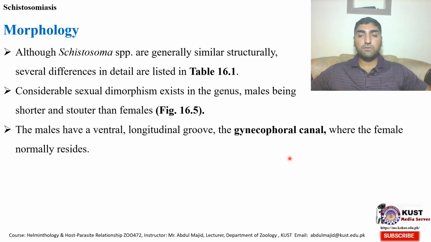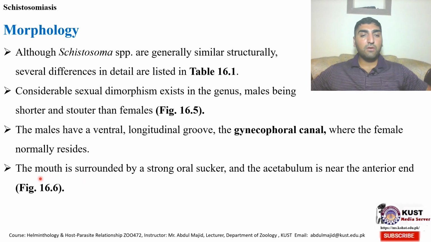Because generally the female has weak musculature and the male has strong musculature, the female resides inside that gynecophoral canal. The mouth is surrounded by a strong oral sucker, and the acetabulum is near the anterior end. I will show you in figure 16.6. There is no pharynx.